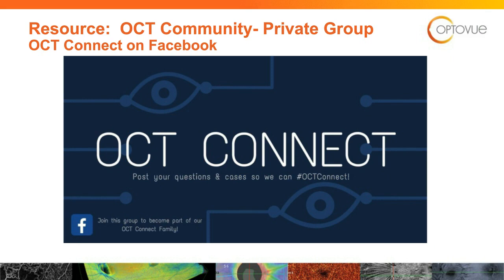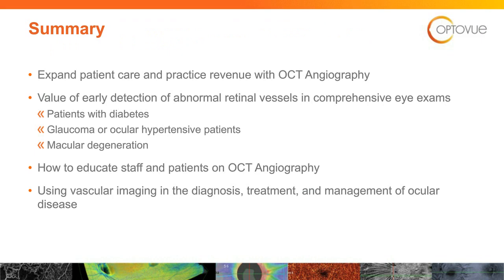So in summary, expand patient care and private practice revenue with OCT angiography. The value of early detection of abnormal vessels in comprehensive exams, especially in patients with diabetes. You could use it in glaucoma or in ocular hypertensive patients. And really, angiography has folded back in that macular degeneration patient.